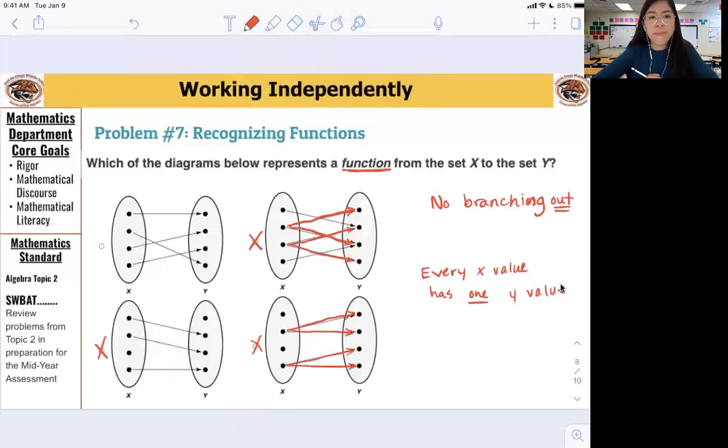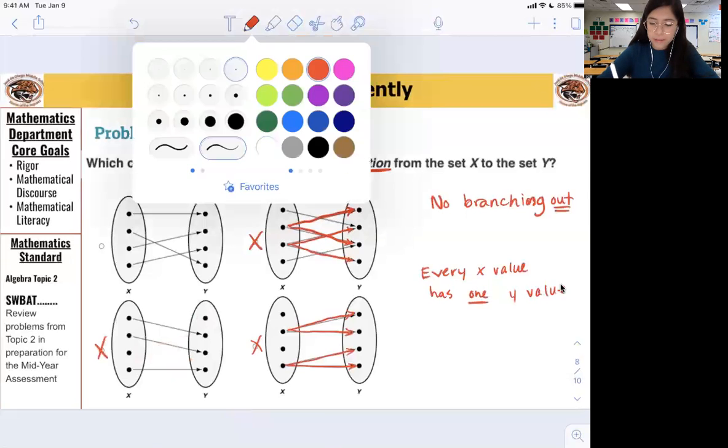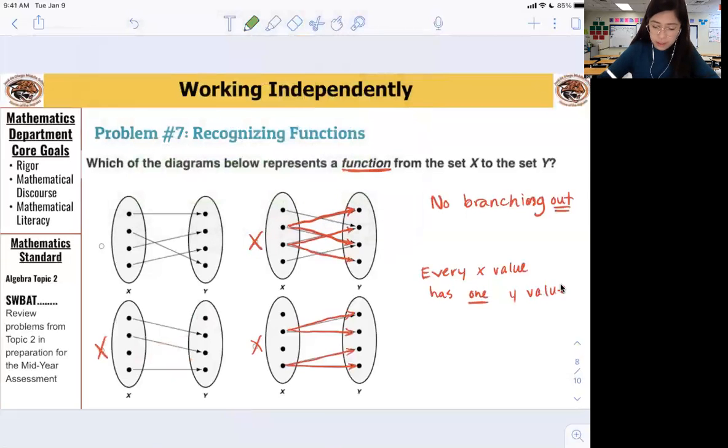So that one's out. And then finally, answer choice A, this is a function because every x value goes to 1 y value. There is no branching out, so we're good to go. That's the only one that is a function. All right, so that was problem number 7. 3 more.